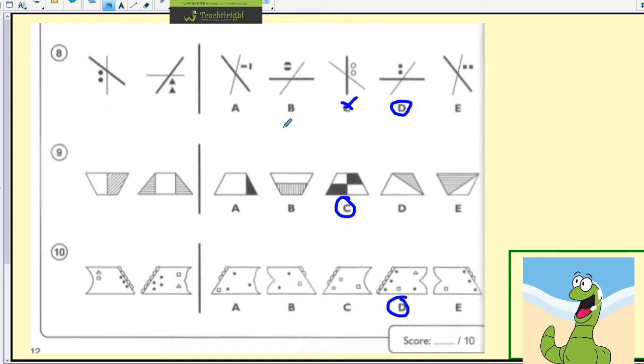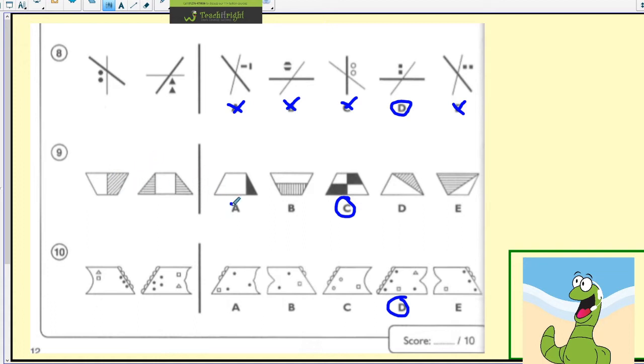We could eliminate again A because they're not vertical. We could eliminate E because they're not vertical. We could eliminate B because actually those 2 shapes have been reflected on top of one another. So D is only done where you've got the thick line, the thin line, and the 2 shapes vertically above one another. Number 9. Each figure on the left consists of a trapezium with only half of it shaded.